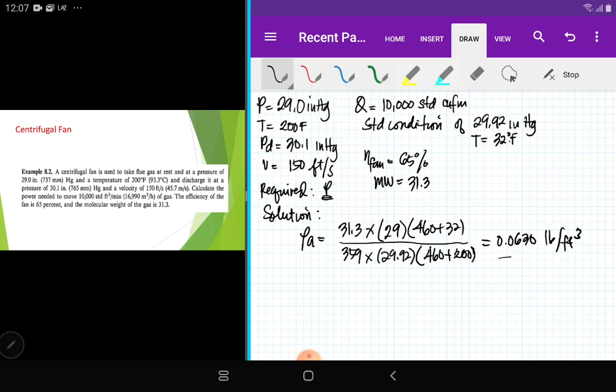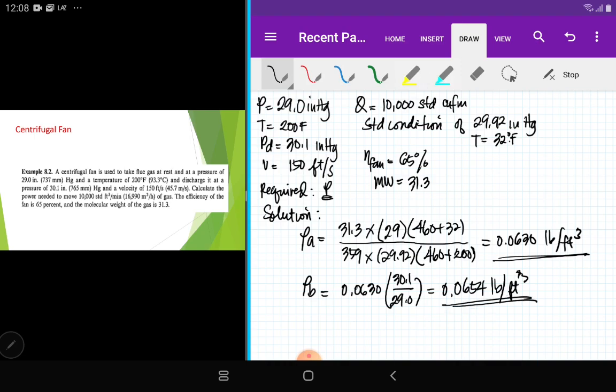Then this is the suction density, after which we'll get the discharge density, using the discharge pressure over the inlet pressure. So we have 0.0630 multiplied by the ratio between the discharge pressure over the suction pressure, 30.1 divided by 29.0. This is equivalent to 0.0654 pounds per cubic feet. So we already have the suction density and the discharge density.